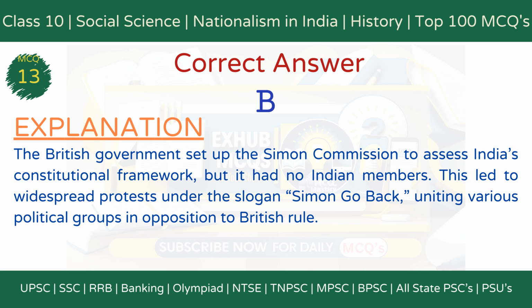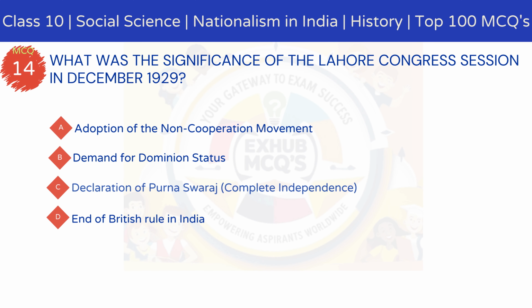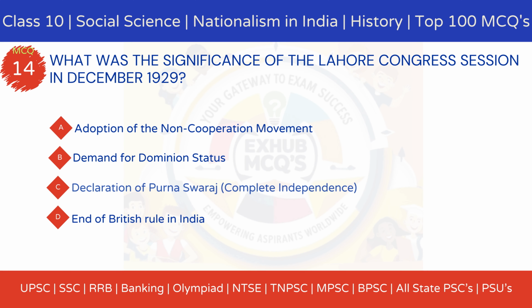Explanation: the British government set up the Simon Commission to assess India's constitutional framework, but it had no Indian members. This led to widespread protests under the slogan "Simon Go Back," uniting various political groups in opposition to British rule. MCQ 14. What was the significance of the Lahore Congress session in December 1929? Option A, adoption of the non-cooperation movement.